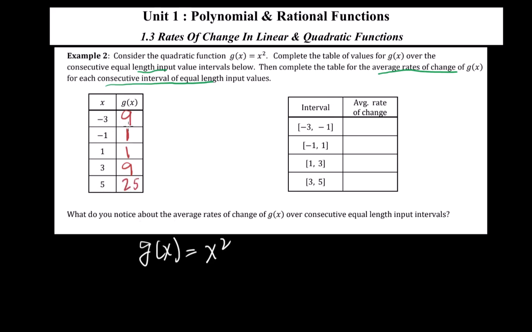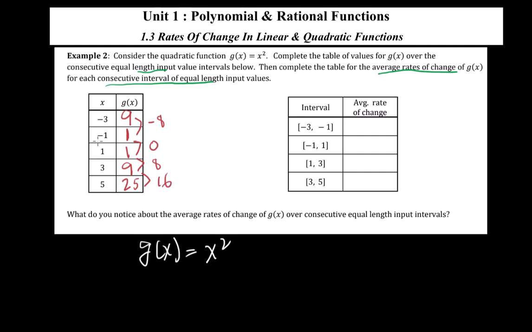So now we have the x and y values, so let's find the differences of x and of y. We know that 1 minus 9 is -8. 1 minus 1 is 0. 9 minus 1 is 8, and 25 minus 9 is 16.